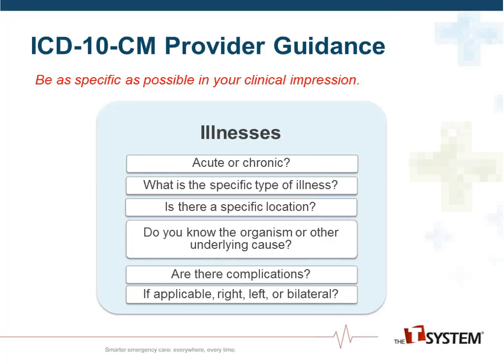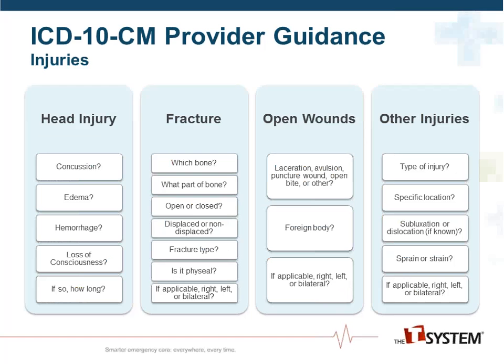So for illnesses, simple things like, is it acute or chronic? What is the specific type of illness? Is there a specific location? Do you know an organism or other underlying cause? Are there complications? If applicable, is it right, left, or bilateral? Your providers may be providing some of these now, but it's a really good time to take a look at the documentation and make sure that that information is available.